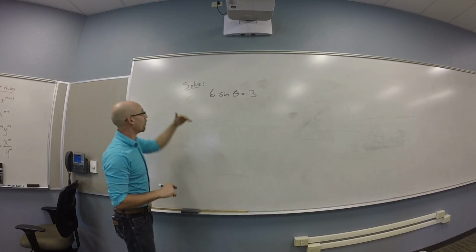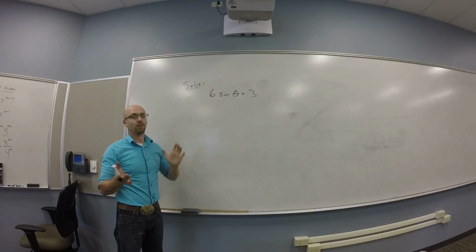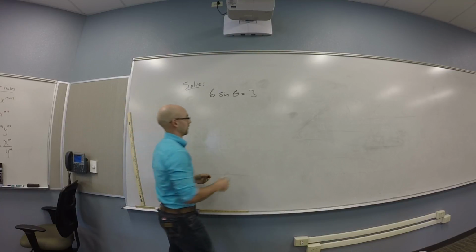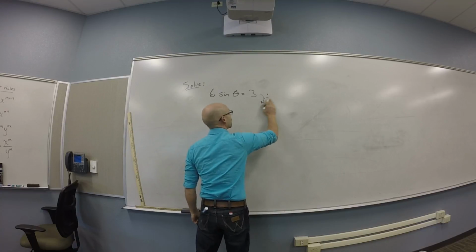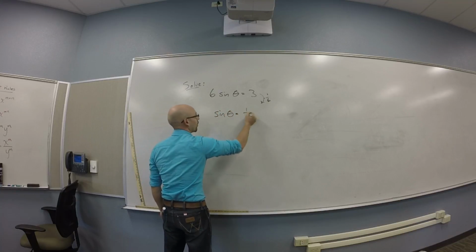Okay, so I want to solve 6 sine theta equals 3. So what do you do first? Divide by 6 and sine is 1/2. Okay, so divide by 6. So you get sine of theta is 1/2.